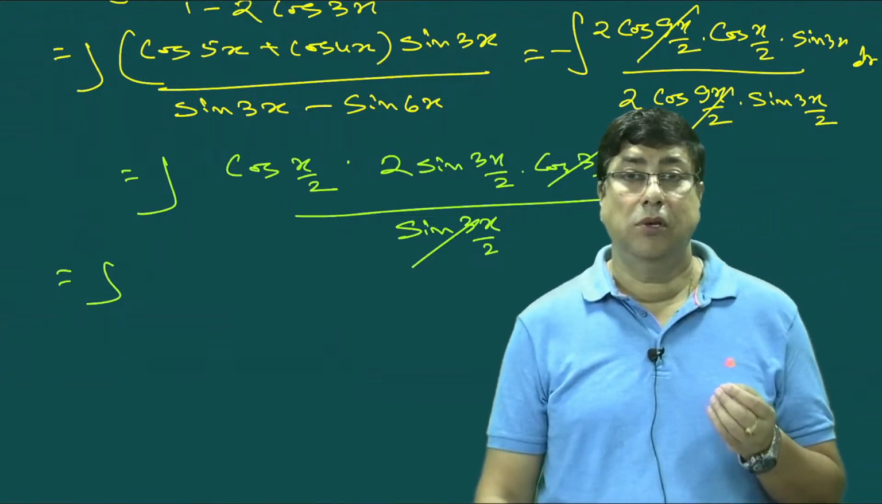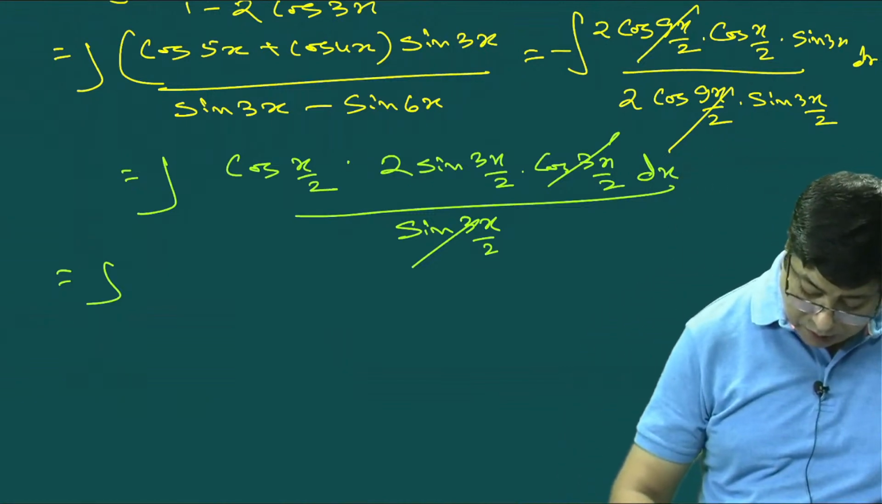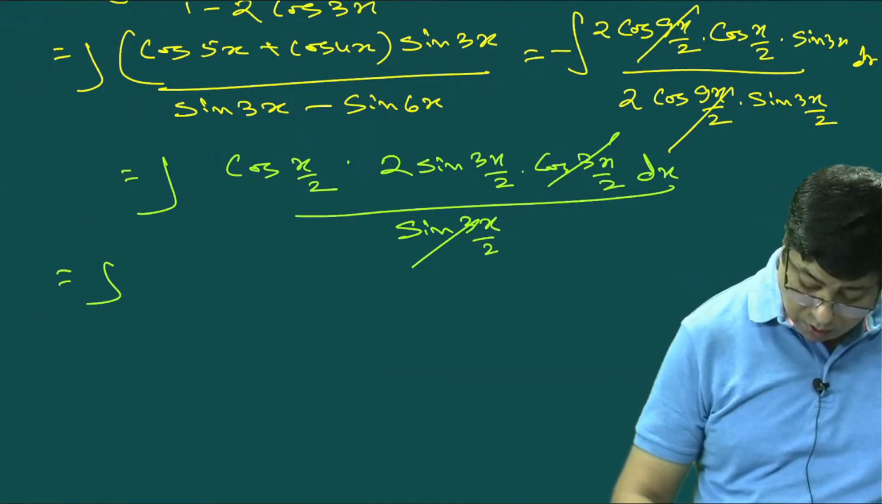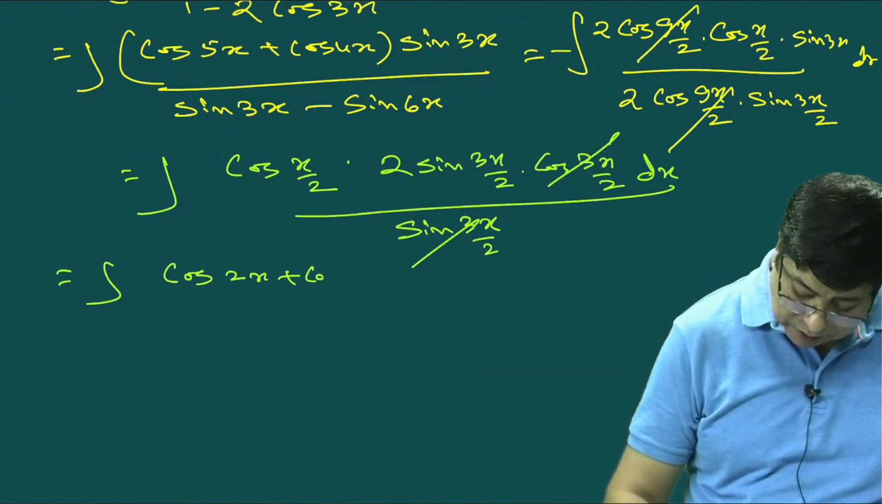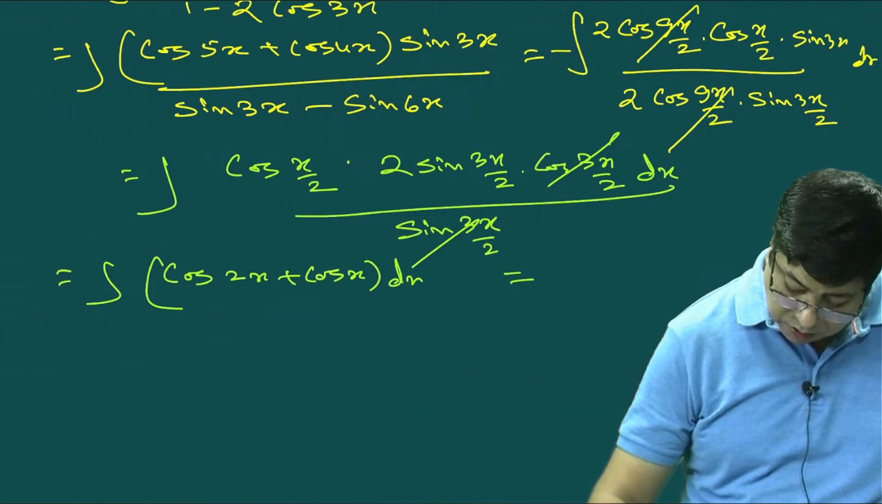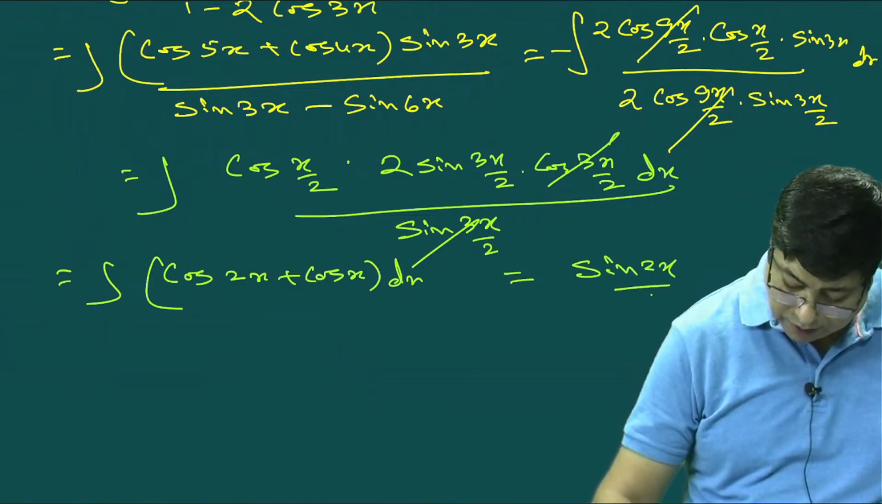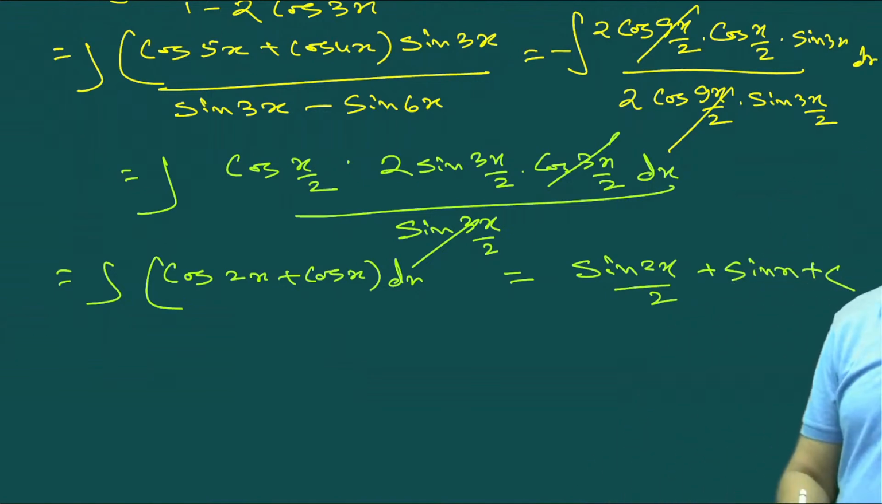It is in the form of 2 cos (c plus d) by 2 into cos (c minus d) by 2. Therefore, I can write here, if you add you will get c, and if you subtract you will get d. So, here it is the integral of cos 2x plus cos x. Directly we have solved the sum. So, it is coming to be sin 2x by 2 plus sin x. Sum is over.